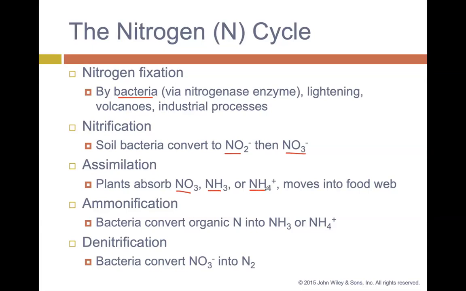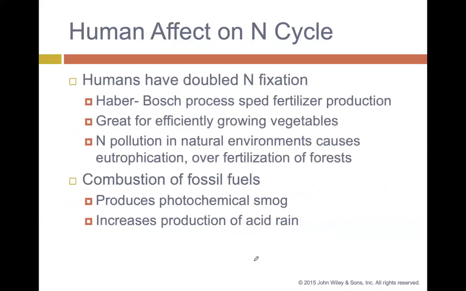And then when plants absorb it, it will move into the food web or food chain as different animals and primary consumers will eat those plants. Ammonification is when bacteria convert that organic nitrogen into NH3 or NH4. And then denitrification is when bacteria will convert the NO3 back into nitrogen, the diatomic element, and we start the nitrogen cycle all over again. And that diatomic element is mostly found in just the atmosphere as a gas.